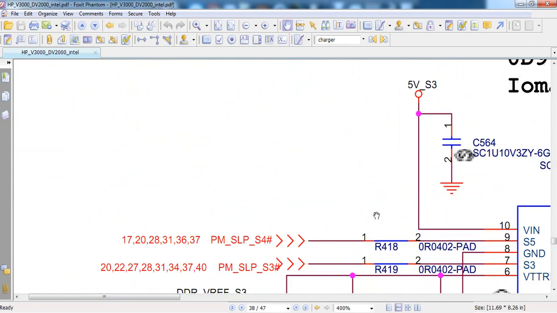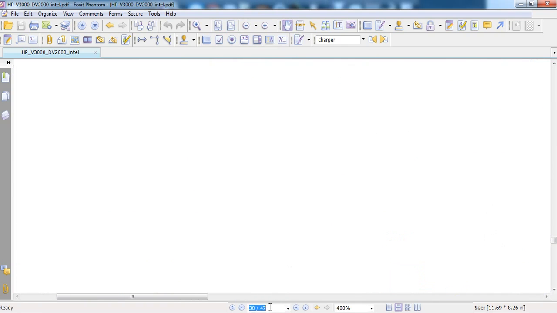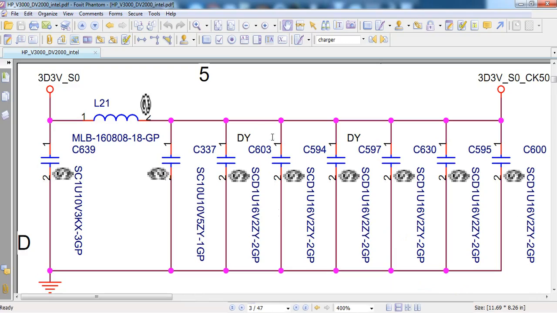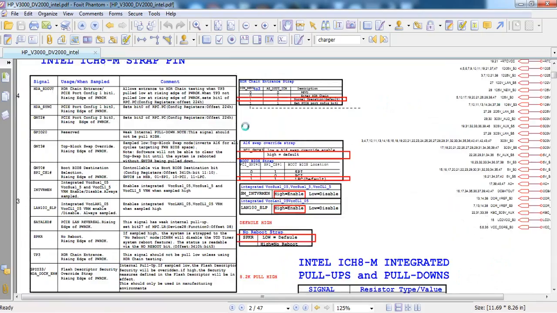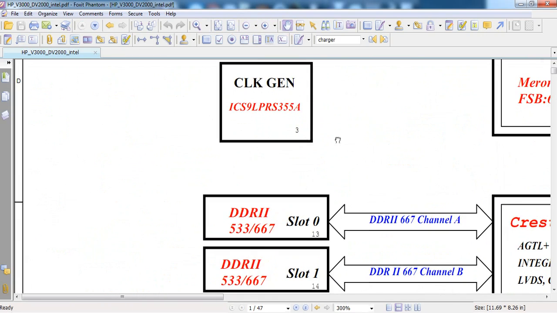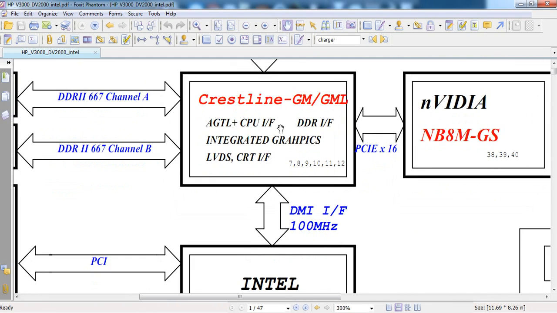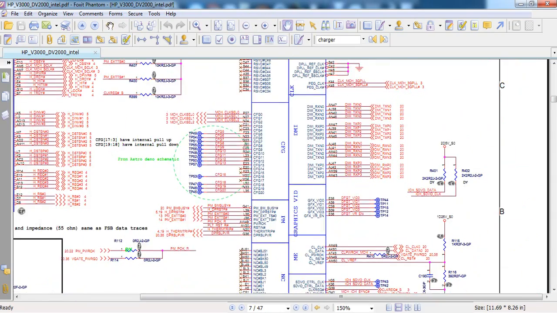Let's see the components. This is your clock generator, page number 3. As I told, this is the clock generator. All the details about the clock generator are on page number 3. All the details about the GMCH are on pages 7 to 12. If you type page number 7, it goes directly to the GMCH section.